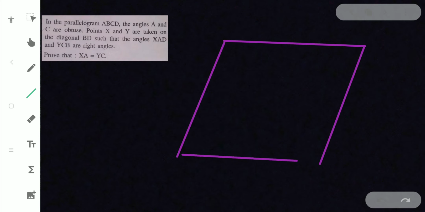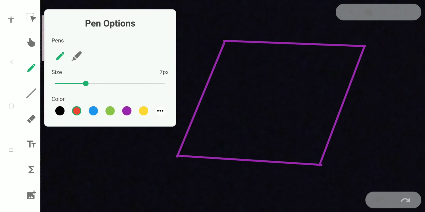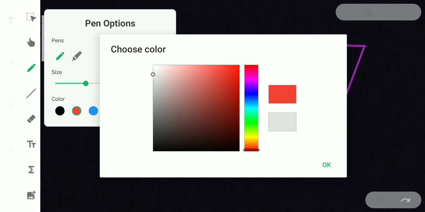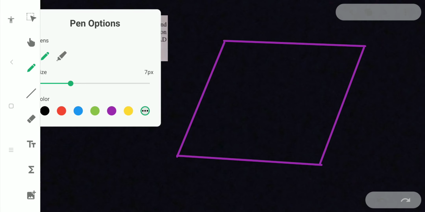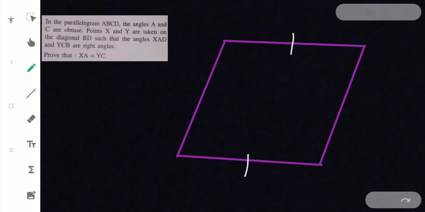and hope you know all the properties of parallelograms. So in a parallelogram we'll be having opposite sides equal and opposite angles will be also equal and opposite sides will be parallel also.